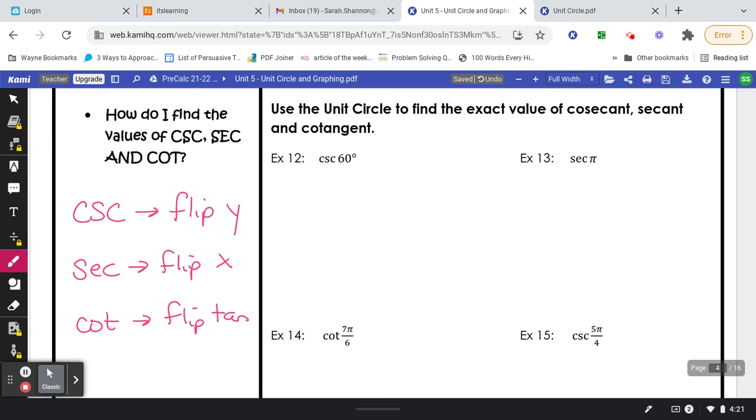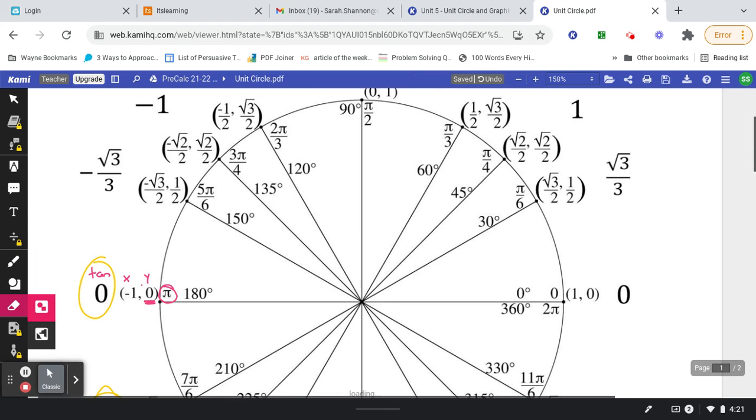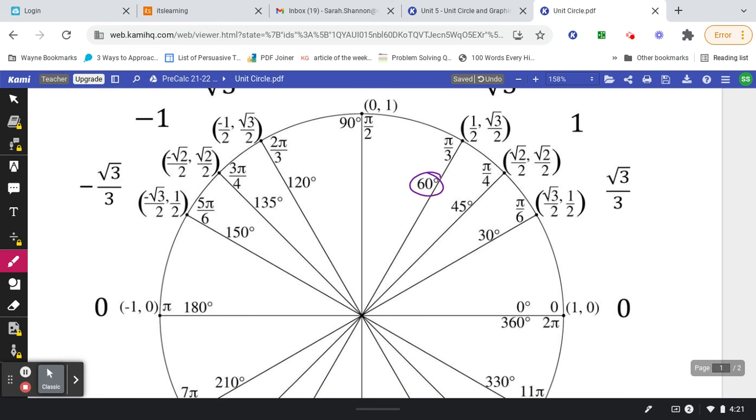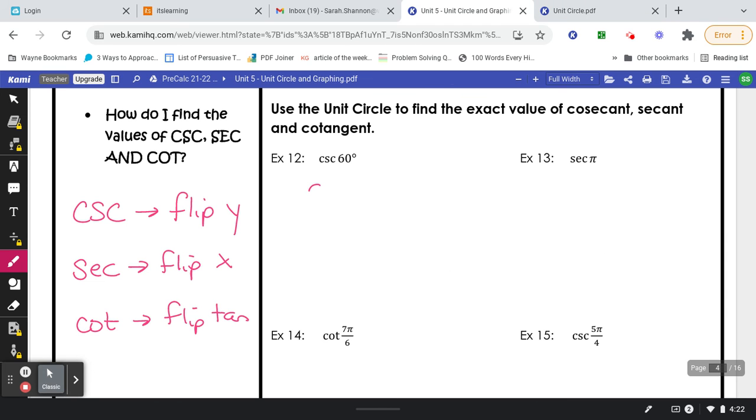Example 12. Find the cosecant of 60 degrees. 60 degrees. Looks like it is here. And they want us to find cosecant. Cosecant means flip the y. So go to the y value right here, and we're going to flip it upside down. 2/√3.